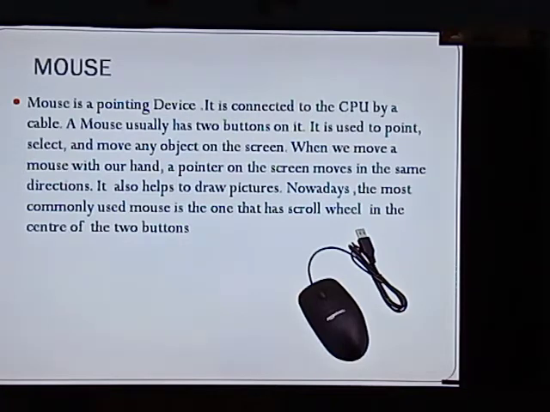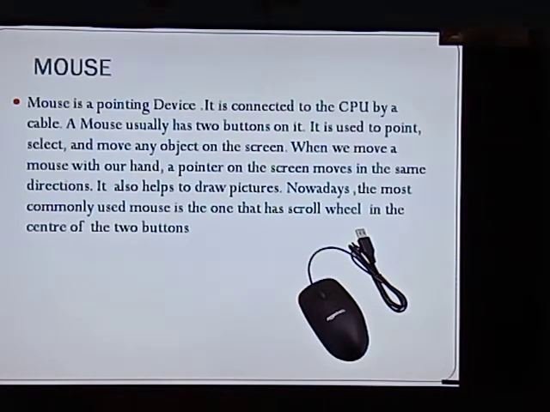When we move a mouse with a hand, a pointer on the screen moves in the same direction. You all have operated mouse. As you move the mouse in different directions, it moves accordingly on the screen. It also helps to draw pictures. Yes, you all have worked in Paint. There we used mouse to draw different kinds of pictures.